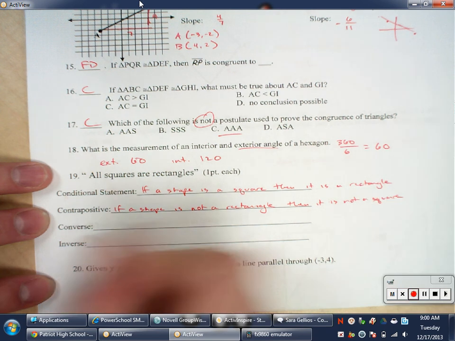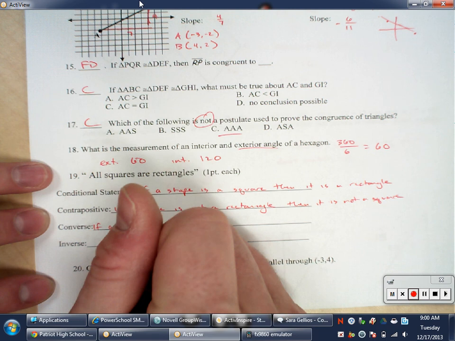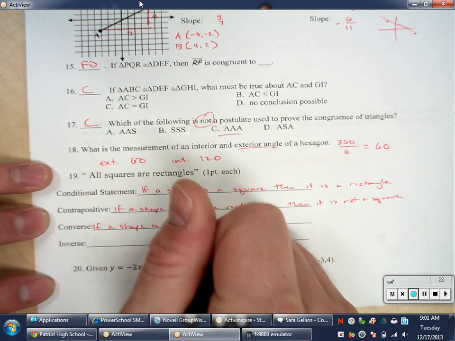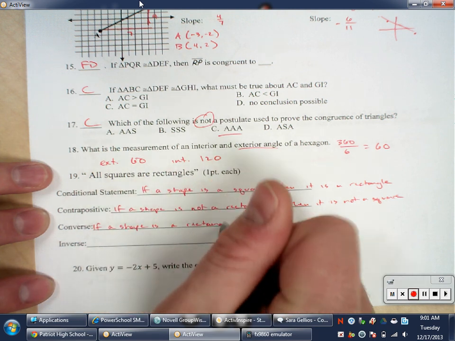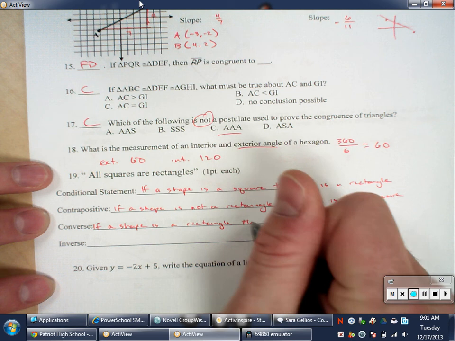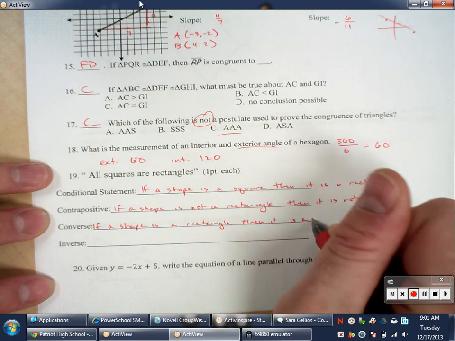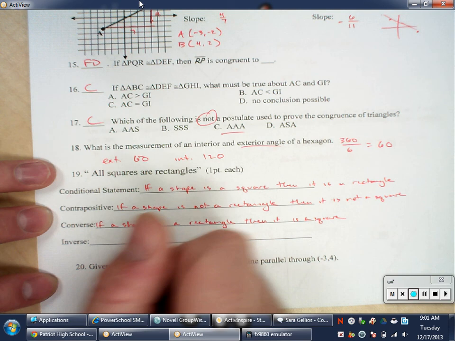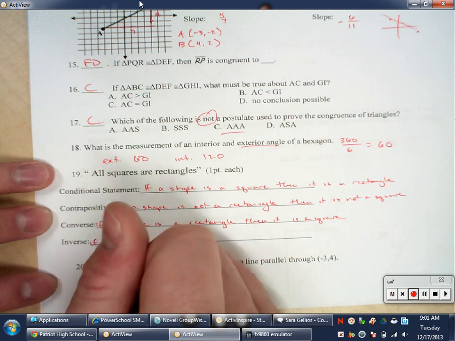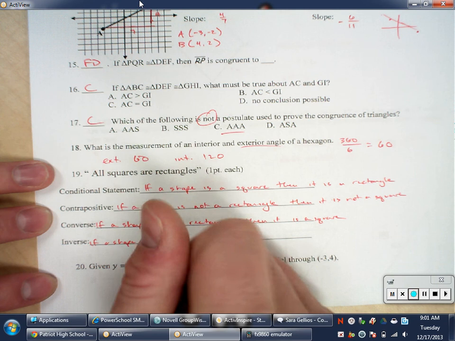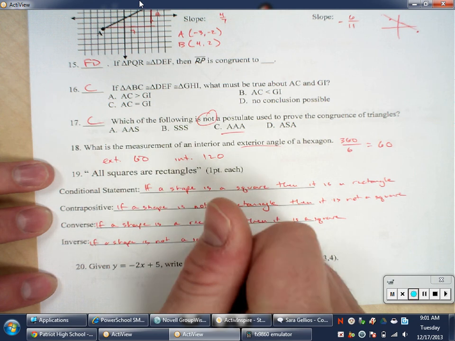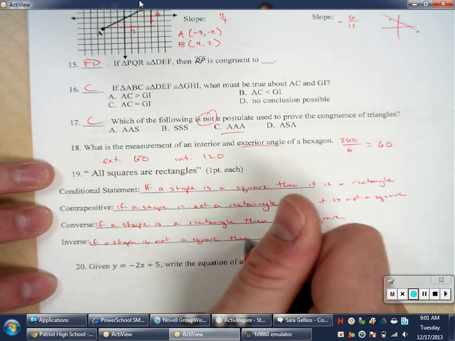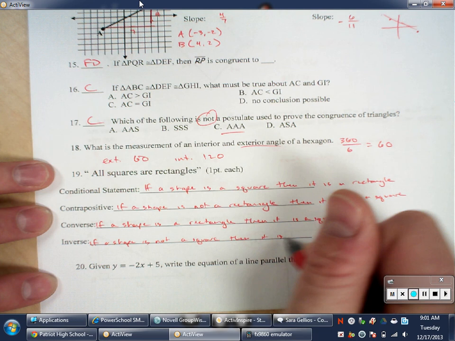The converse just switches the conditional. So if a shape is a rectangle, then it is a square. And the inverse negates the conditional. So if a shape is not a square, then it is not a rectangle.